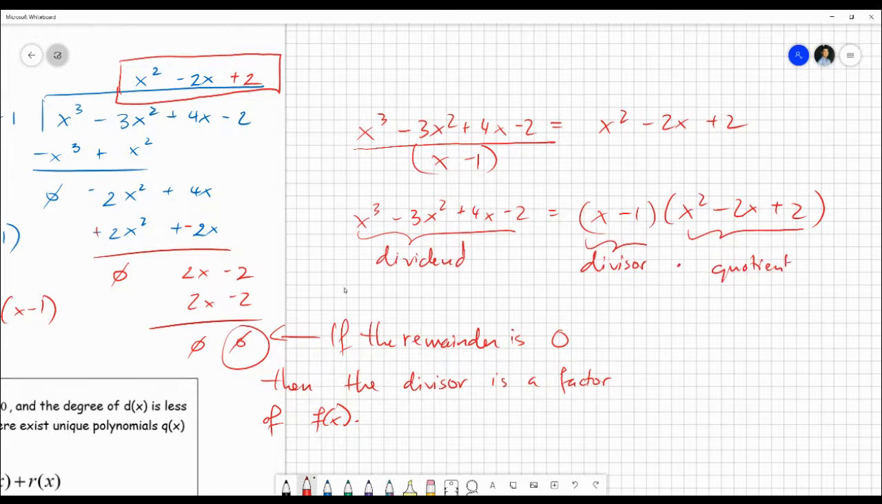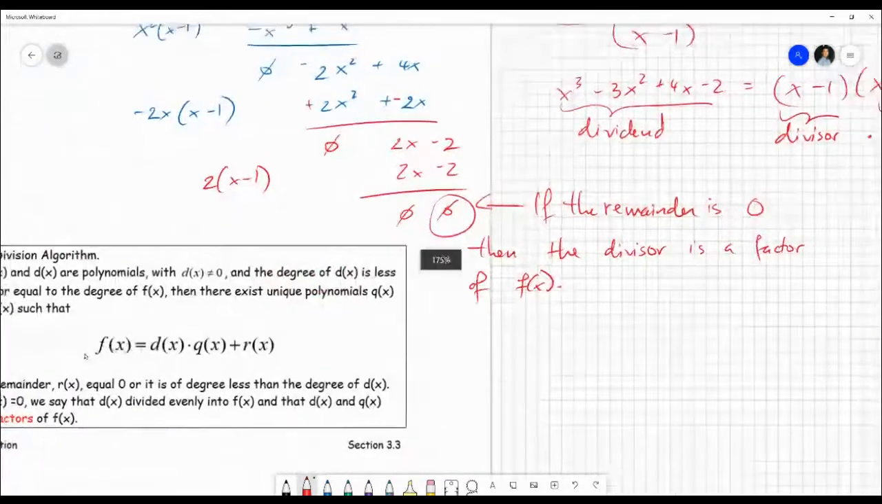Okay, so you can see here that if my remainder is 0, I have nothing over here to add. So therefore, I can just multiply these two. When you multiply them, they are called factors. Okay, so this is actually something called the Factor Theorem. We'll go over that in more detail.